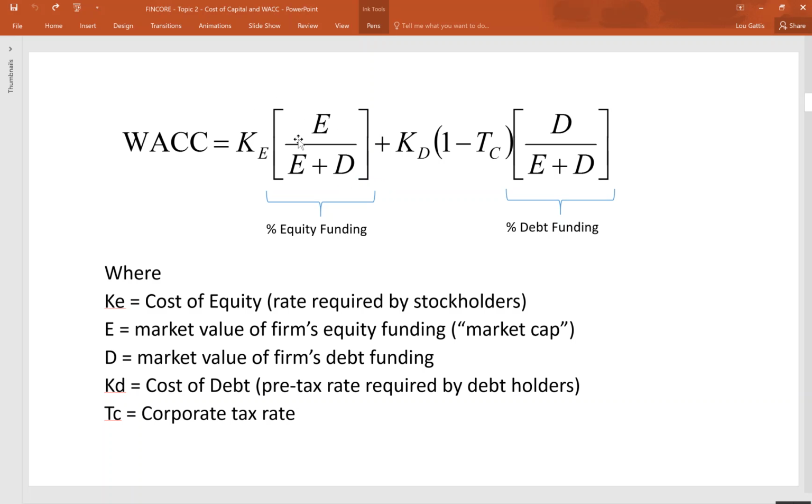So that's the share of equity financing times the cost of equity financing. And then we're going to have the share of debt financing, which is D over E plus D, times the after-tax cost of debt.